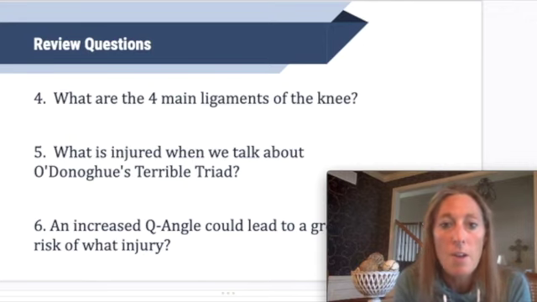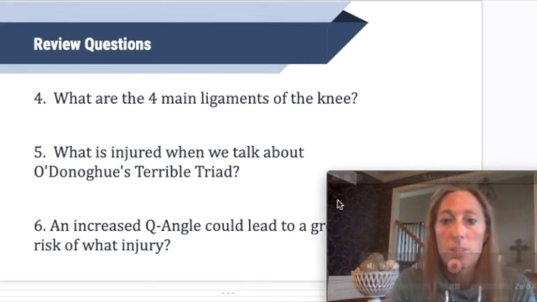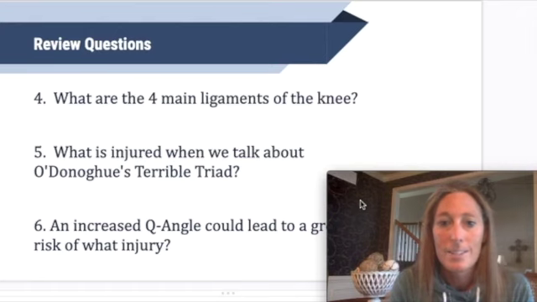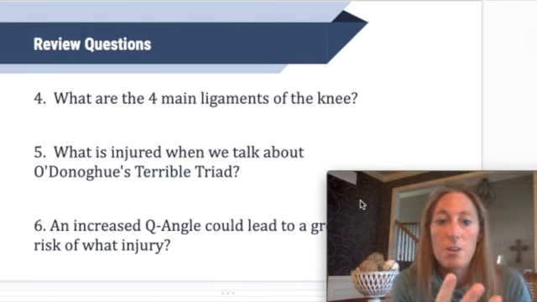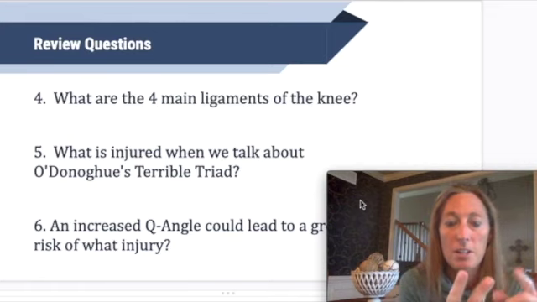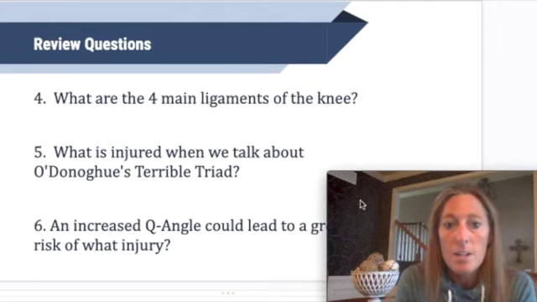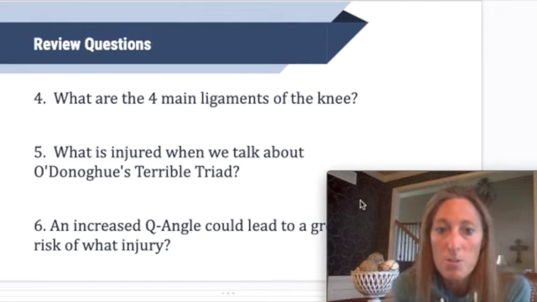Question number 5. What is injured when we talk about O'Donoghue's triad, the terrible triad? There's 3 things. O'Donoghue's terrible triad is an ACL tear, a meniscus tear, and an MCL tear. Question number 6, and the last review question we'll go over today.